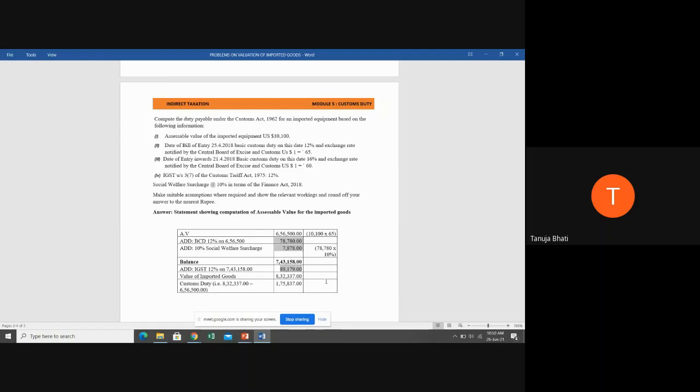Okay. Now, either you can add up all the taxes and get the customs duty, or the very simplest method is from the total value of imported goods, you minus the assessable value, and you will get the customs duty payable. Either add all the taxes, you'll get the same answer, or the shortcut is from the total value of imported goods, if you minus the assessable value, the remaining will be nothing but your customs duty payable. Is that clear?